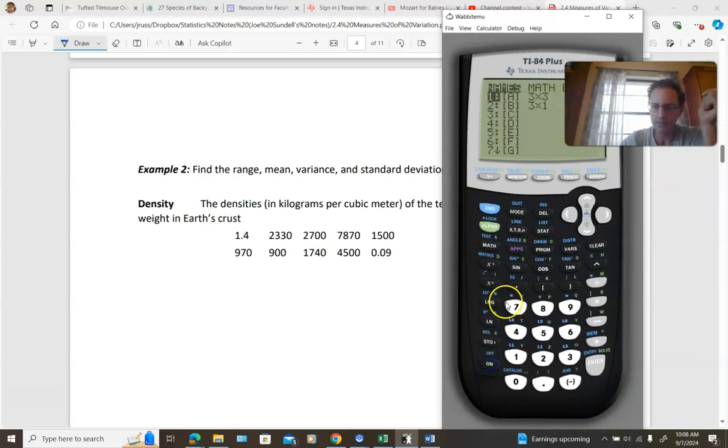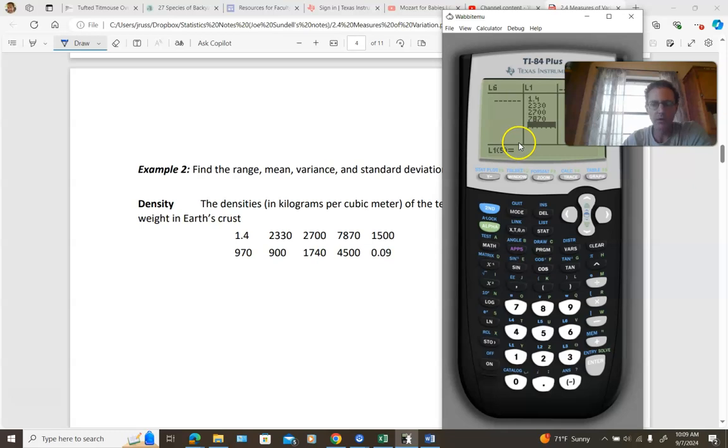So let's go ahead and input this data. Maybe I should have already had this done. I'm going to put it in list 1 again, but I want to clear list 1. So go up there, highlight it, and hit the clear button. Remember, don't hit the delete button or you'll delete that list the way I did in the previous lecture. All right, so let's input these values. 1.4, 2,330, 2,700, 7,870.